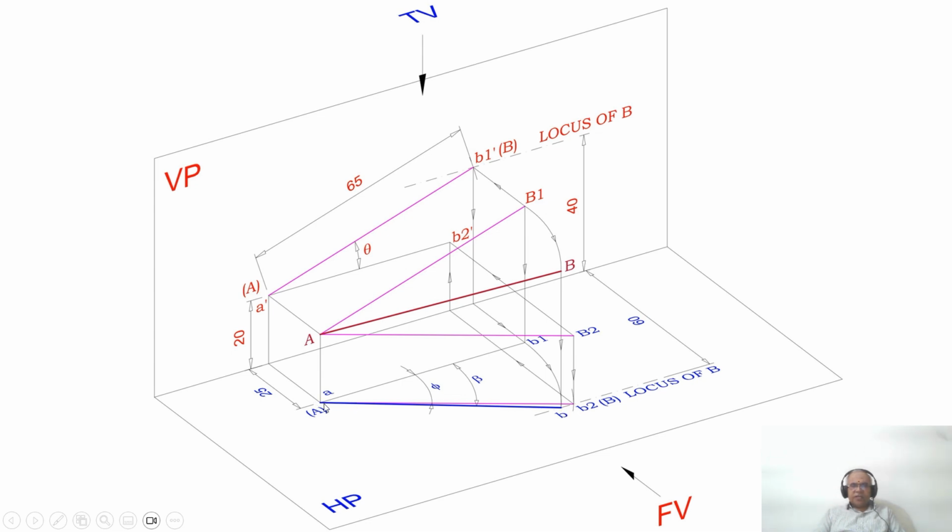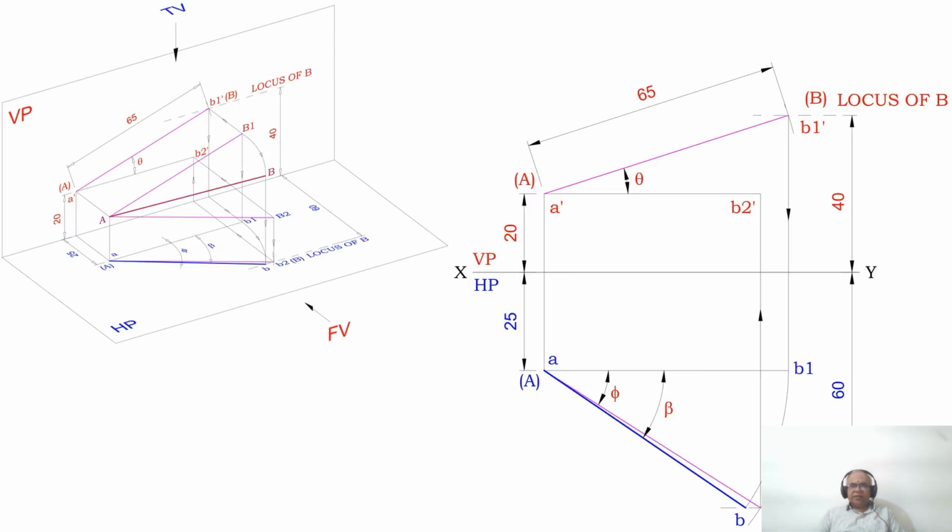So you join A to B with a dotted line. This will be the beta inclination line: the true inclination with respect to VP is phi, and the apparent inclination with respect to VP is beta. Now we have got this. Now we will show that here.